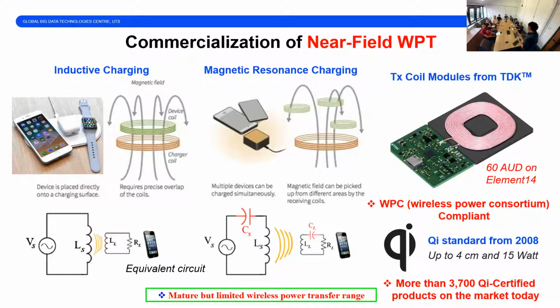You can transfer very high power from one source to another. If you look at the product, if it goes to market, it has to have the Qi standard. Like this one, it has the Qi icon here, which means all the specifications have been tested under the Qi standard. So you can look at it. Now we already have more than 3,700 Qi certified products online.